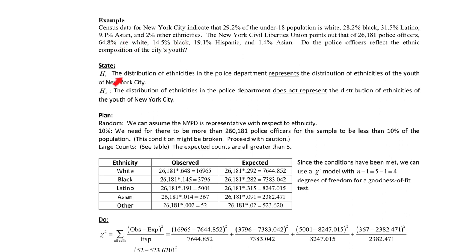Okay, so let's look at the null. The distribution of ethnicities in the department represents the ethnicities of youth. The alternative: the distribution does not. So it's just the same statement, add does not. Random, we can assume. Okay, we're just going to have to assume because it doesn't say randomization. Is representative with respect to ethnicity, but I guess it's the entire NYPD, so we're okay.